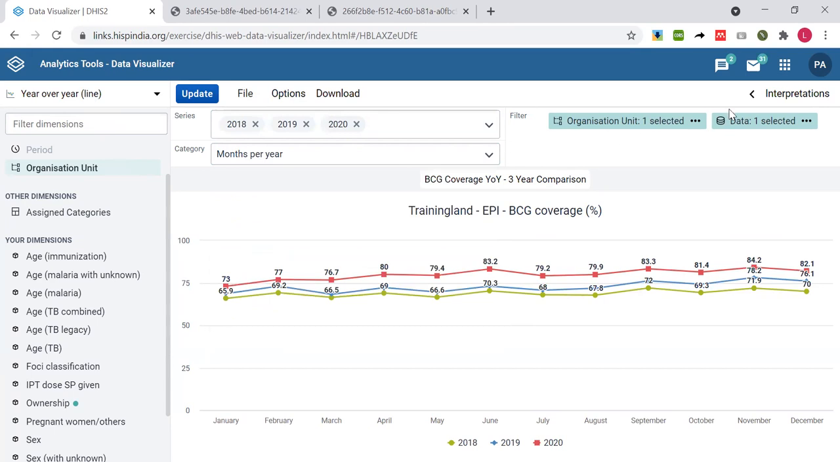So the flexibility we had previously to apply data dimensions to series and categories doesn't happen in the year over year charts. Okay, that's a special thing we notice when we are doing year over year charts. Okay, right.